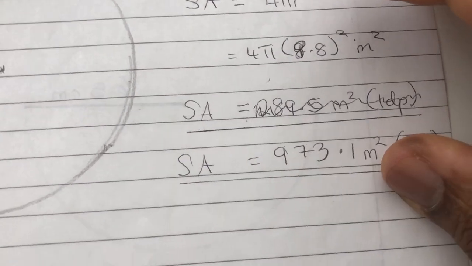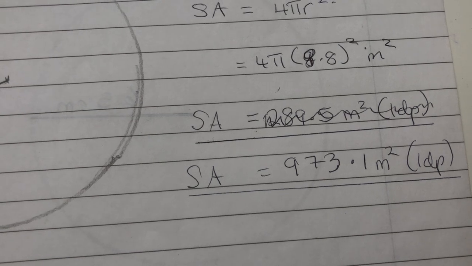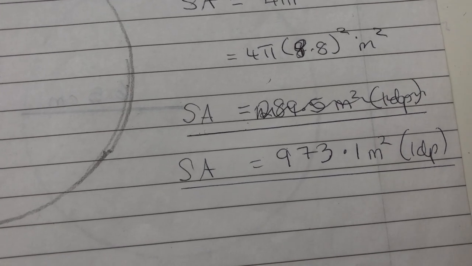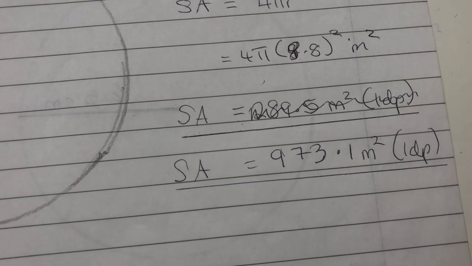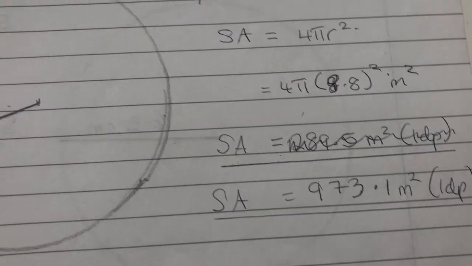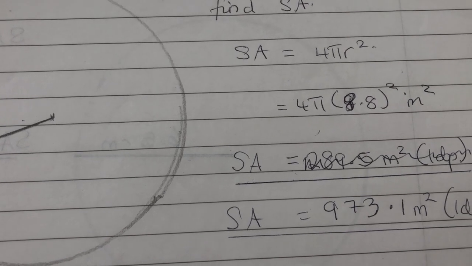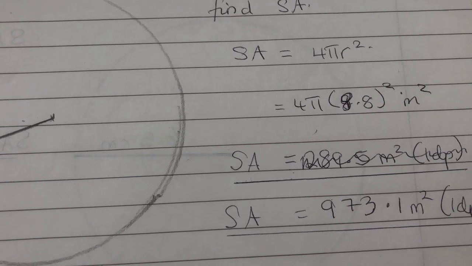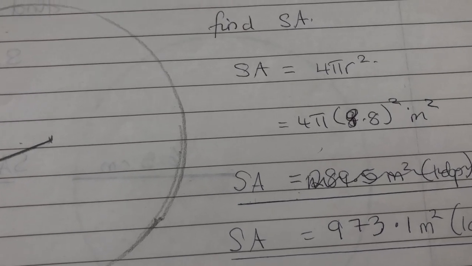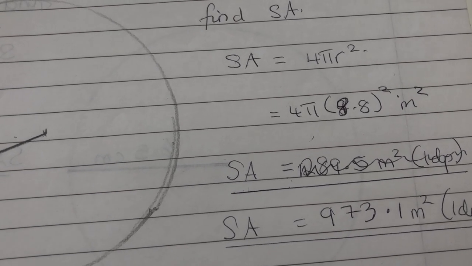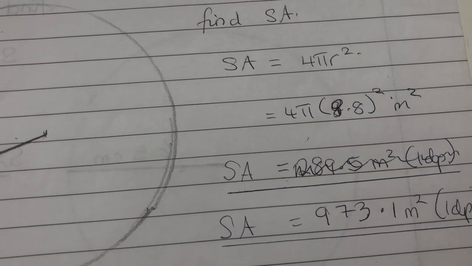And I said to you, if they said the nearest whole number, or the nearest centimeter, or the nearest unit, you should know what to do. So far we should know. We've done significant figures. We've done a lot of stuff. Go back and watch. Help yourself, please. Don't just say, well, it's too much. No, don't do that to yourself.